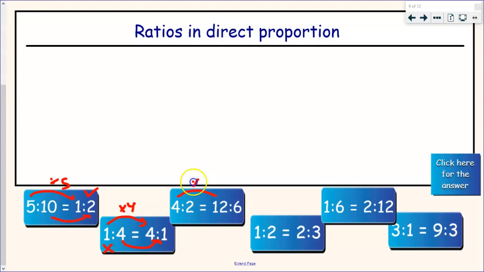4 to 12, you have to multiply by 3. 2 to 6, you also multiply by 3, so this one is. 1 to 2, multiply by 2. 2 to 3, we do not multiply by 2. This one is not. 1 to 2, we multiply by 2. 6 to 12, we also multiply by 2. So this one is in direct proportion. And here we have 3 to 9, we multiply by 3. And 1 to 3, we multiply by 3. So this is. Okay? So just make sure you're doing the same thing to get from this number to this number as you are to this number to this number. And that's how it will tell you your direct proportion ratios.